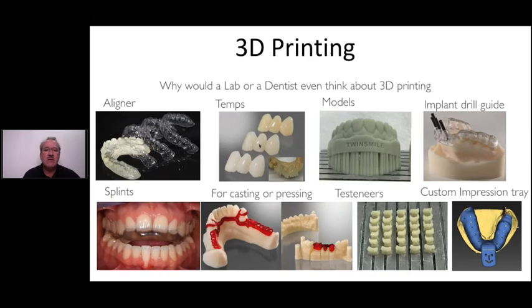Then temporaries. This is something which is fantastic when you do 3D printing. We have shades A1, A2, A3. So the dentist, if he does an intraoral scan, basically designs his temporary bridge and prints it.